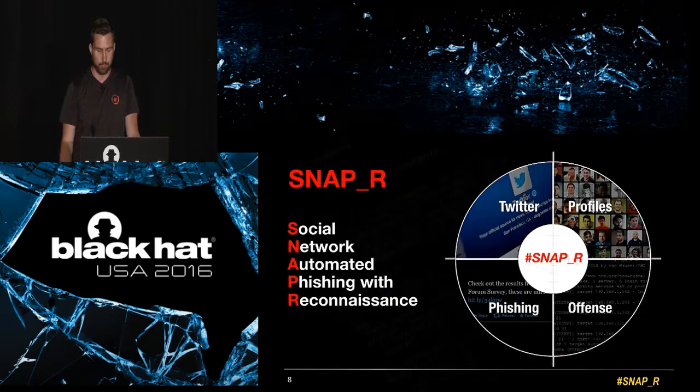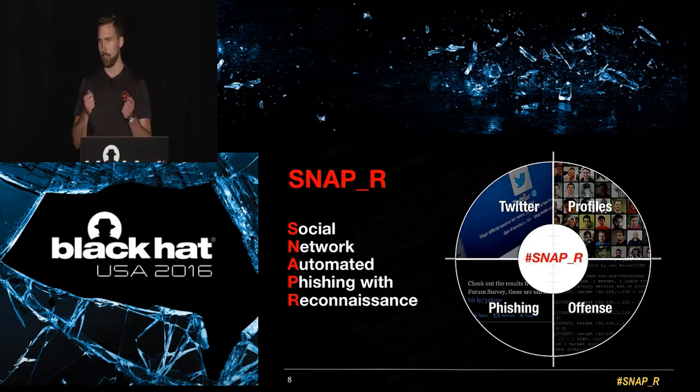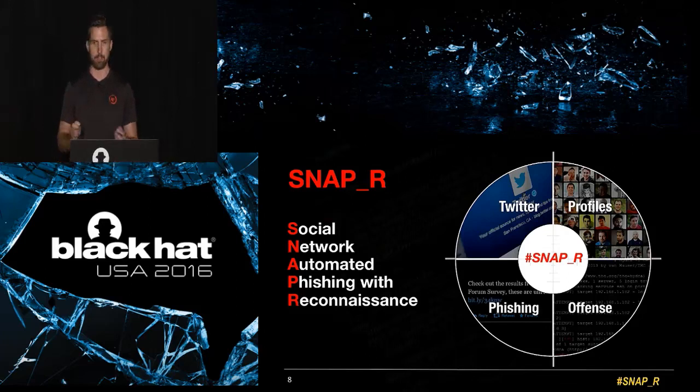So with that, we want to talk today about Snapper. It's an acronym for the Social Network Automated Phishing with Reconnaissance tool. The tool is split up into two phases. In the first phase, it takes as input a list of Twitter users, and we'll go more into this later. But it extracts a subset of these users based on how it defines high-value users. So it prioritizes those users to be targeted.